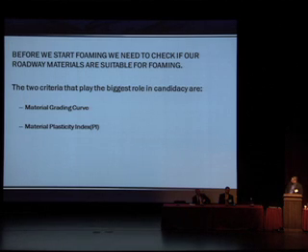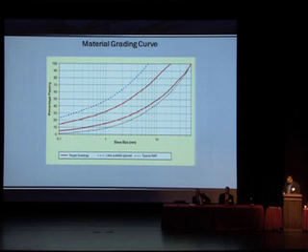Before we start foaming, make sure that your roadway materials are good candidates for the foaming process. The two primary criteria that you need to look at are your gradation curve and your plasticity index. This is a graph showing an ideal gradation curve anywhere in between these two red lines. You need to have a fair amount of fines for it to be a good foam candidate.